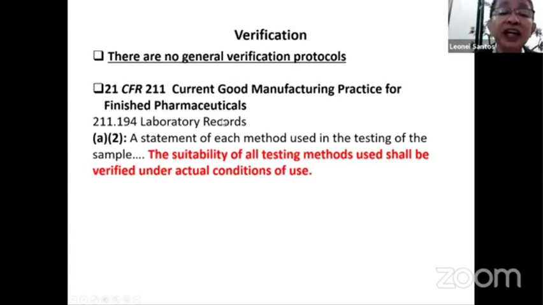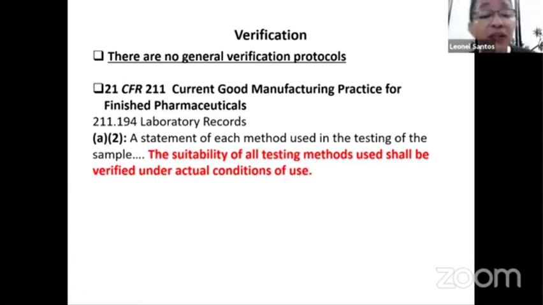There is no general protocol for verification. This is one thing that whenever I teach this in other Asian countries, there's a lot of misunderstanding in terms of verification. But the guidance in General Chapter 1226 on verification is only a guidance and it's not specific. I will, however, provide you with a recommendation on how to do verification, and this would be more or less targeted by how the US FDA expects the pharmaceutical company to do verification.